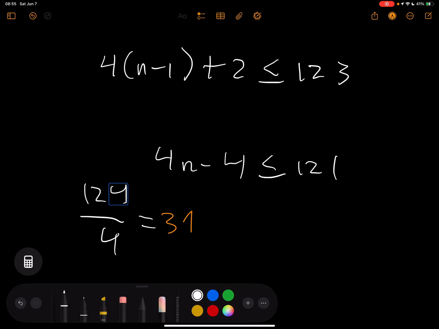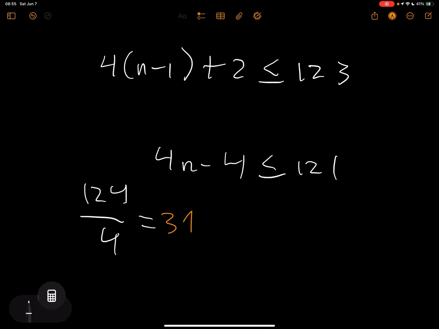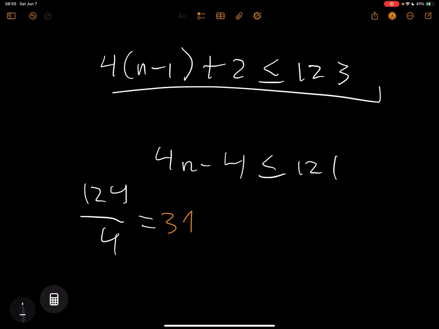But just checking, we can input 31 in and you get 122. And that is in the boundaries of 123. So that's fine. And that is our final answer, 31.